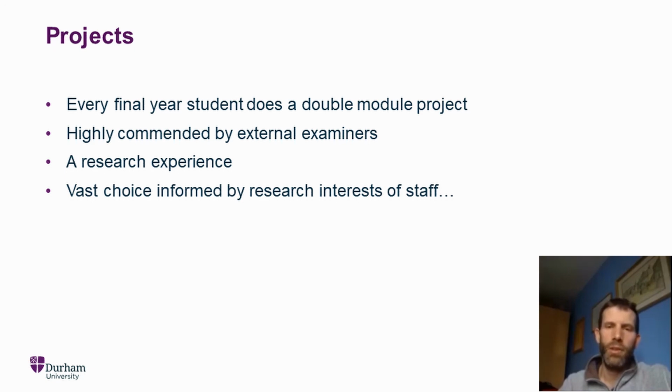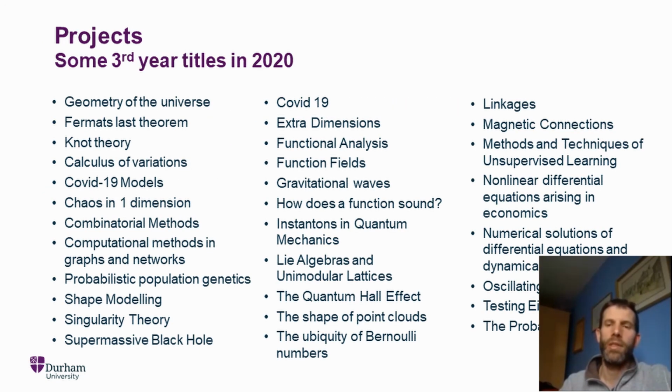So again, there's a vast choice, and it's again informed by the research interests of the staff. So here's some example 3rd year projects. Again, vast number of different things. Geometry of the universe, so this is working with general relativity, which you won't learn in a 3rd year course. There is a 4th year module on general relativity. Fermat's last theorem, most people have probably heard of, so you can learn about that properly to some extent. Knot theory, calculus of variations, and so on and so forth.